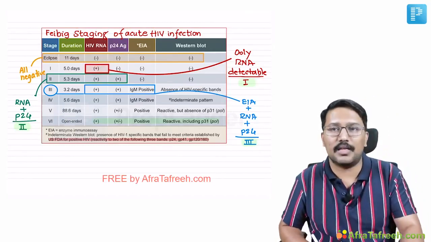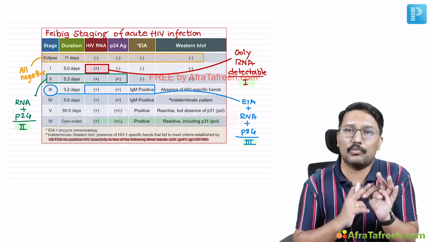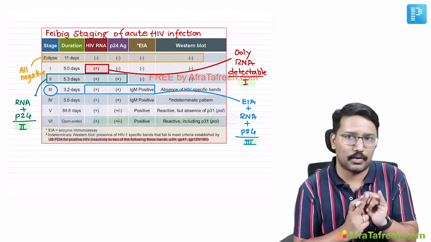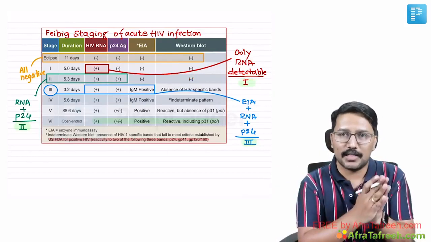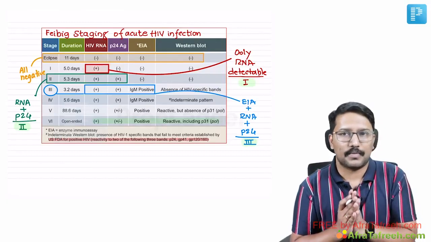This whole staging is very easy to remember, right? We're talking about 4 things here: HIV RNA, P24 antigen, ELISA or EIA, and Western blot. 4 things. In the eclipse phase, all are going to be negative. In stage 1, one thing will be positive, that is our RNA PCR, right?